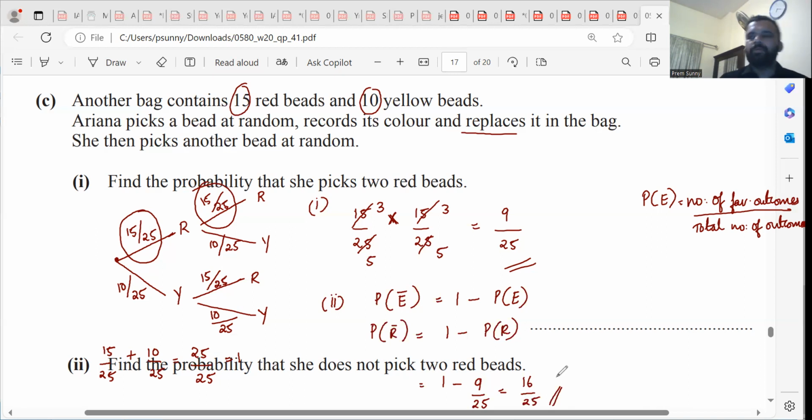So this is how you do a tree diagram question when we are replacing the bead back in the bag. In the next video, you'll be seeing a question where it is not getting replaced. The bead or the ball, whatever we are considering, we are not replacing it back. We will be seeing an example in the next video.